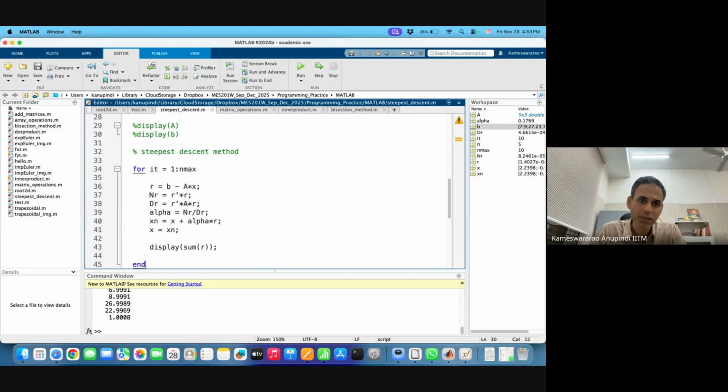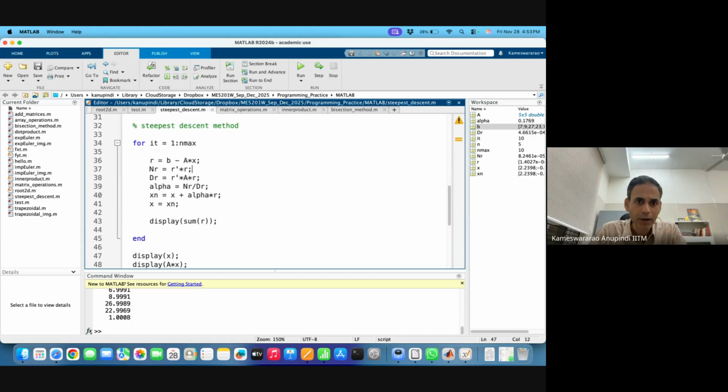Then my steepest descent method is actually the iterations. I perform iteration equals 1 to n max. I'm calculating the residual, R equals B minus A times X. I'm heavily using the matrix linear algebra that is built into MATLAB. So I don't have a matrix-vector multiplication, I'm not writing my own subroutines or functions. I'm just using A star X because MATLAB will automatically calculate it.